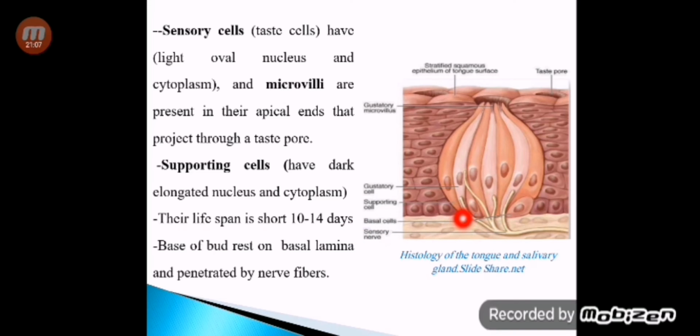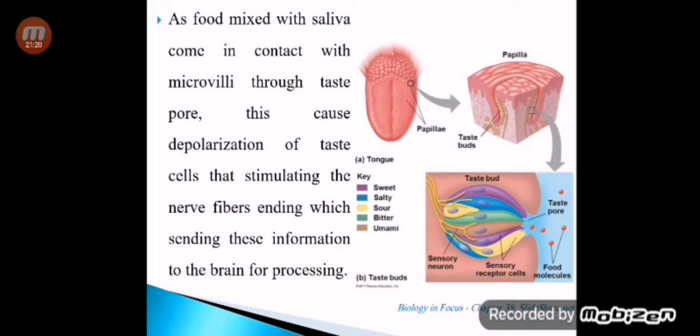The base of the taste bud rests on the basal lamina. This is the basal lamina, which is penetrated by the nerve fiber endings that end on the sensory cell. As food mixed with the saliva comes in contact with the microvilli through the taste pore, this stimulation of the microvilli causes depolarization of the taste receptor cells, which then stimulate the nerve fiber endings, and these nerve fiber endings send this information to the brain for processing.